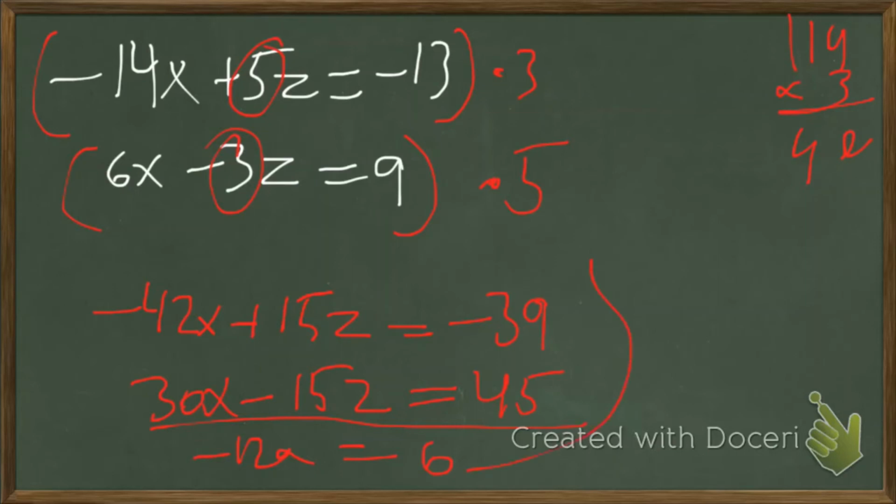So negative 12x equals 6. Divide by negative 12 on both sides. And this becomes x equals negative half.